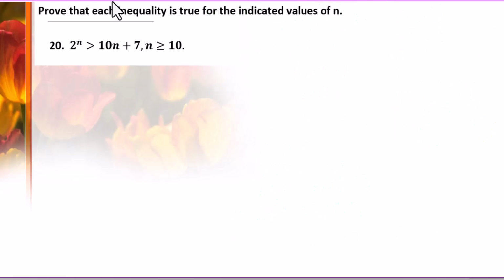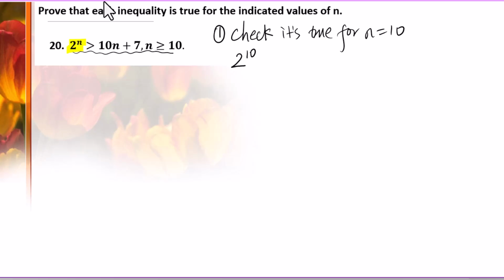2 to the nth power greater than 10n plus 7 for n greater than or equal to 10. Since this inequality starts with the exponential form, we just leave it as it is. Check it is true for n equals 10. 2 to the 10th power equals 1024. 10 times 10 plus 7 equals 107. So it's true for n equals 10.